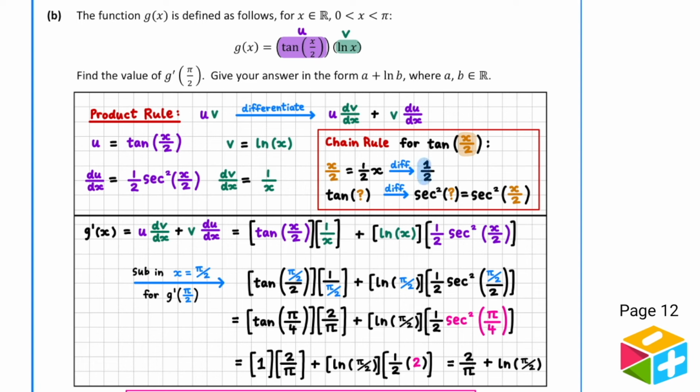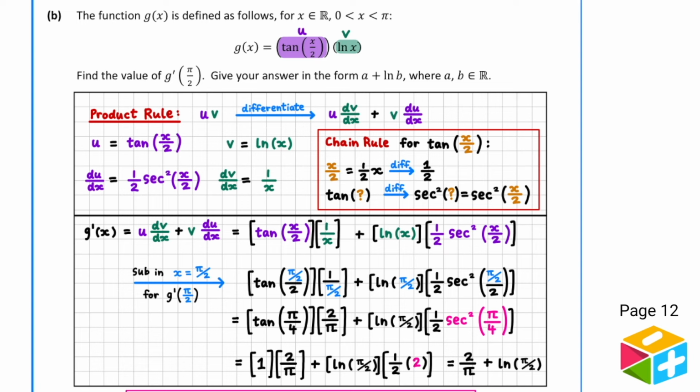We've performed our inner differentiation and our outer differentiation. To get the overall derivative, we multiply these two expressions together. So we'll have a half multiplied by secant squared of x over 2. So this is the value of du dx. Now that we know the values of u, v, du dx and dv dx, we can find the derivative g dashed of x by subbing in to the product rule statement.